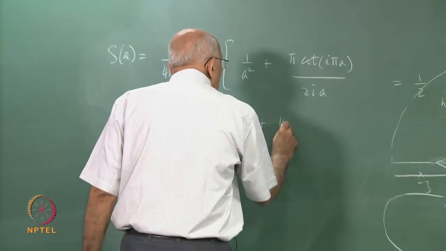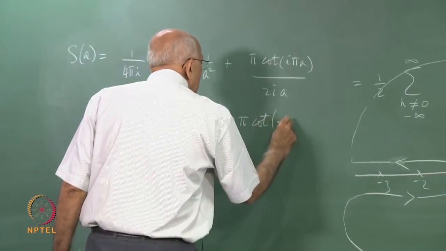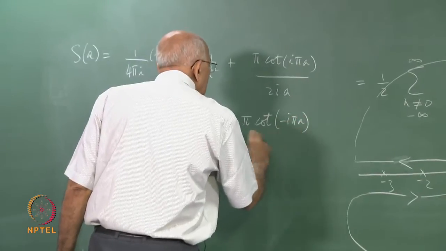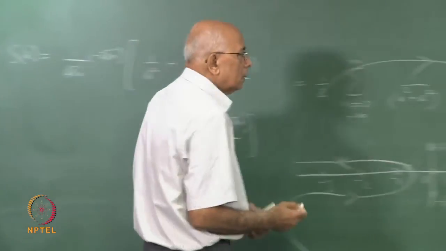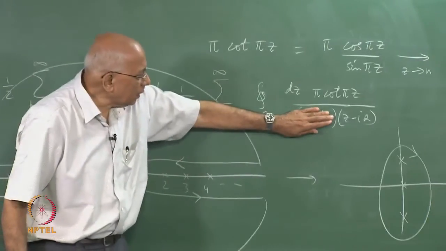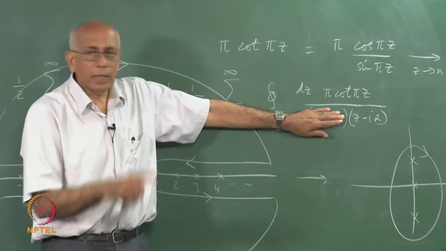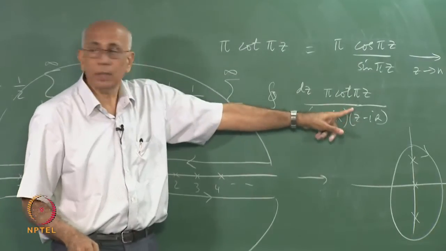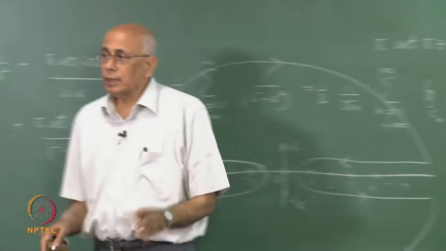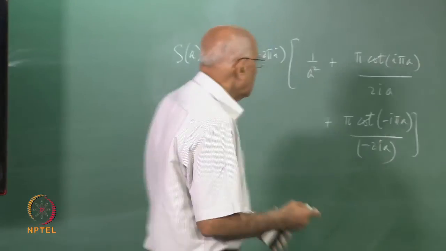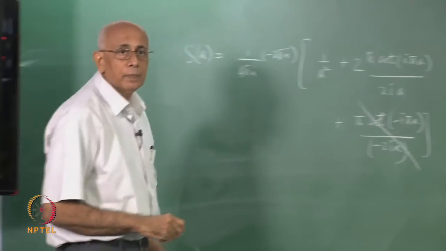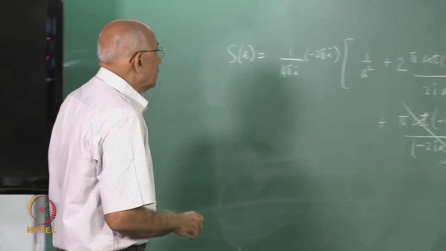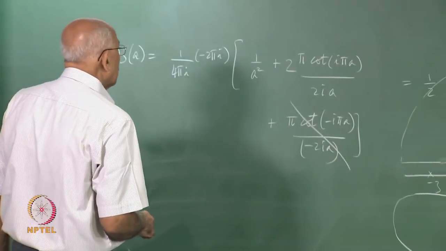plus pi cot minus i pi A over minus 2iA. Now, I multiply by this factor and put z equal to minus iA, so that gives me a minus 2iA and a minus here. But the cotangent is an odd function of its argument, so it just puts a factor 2 here and I can get rid of this. Okay. And now we can start reading out what is happening.